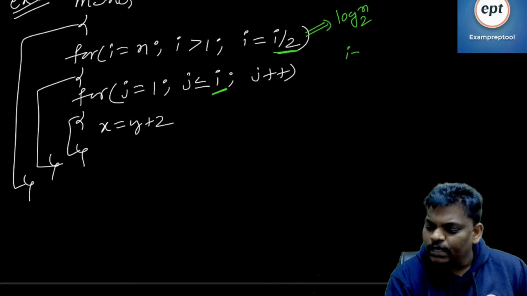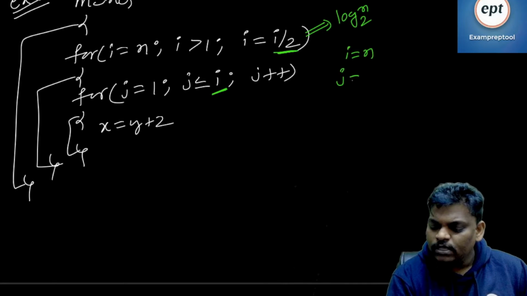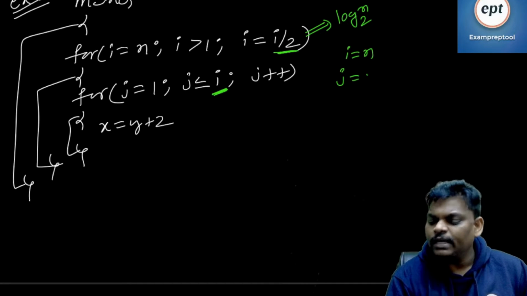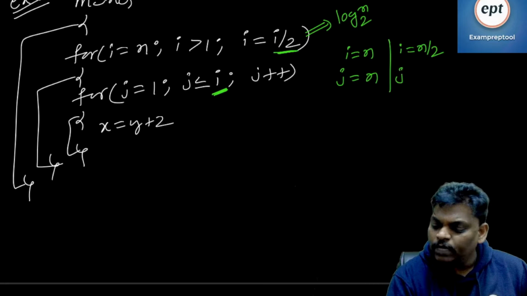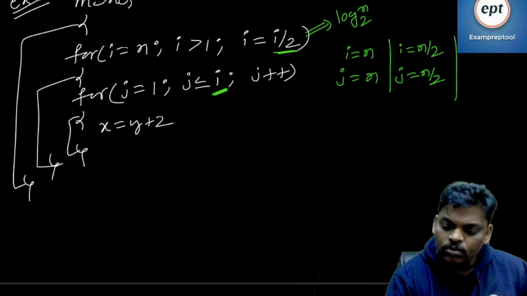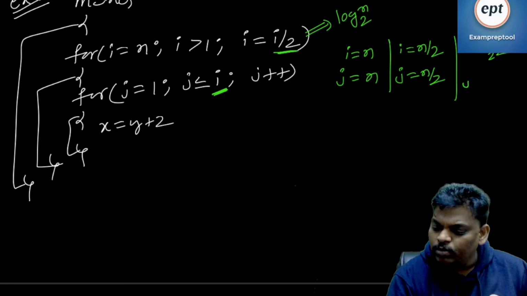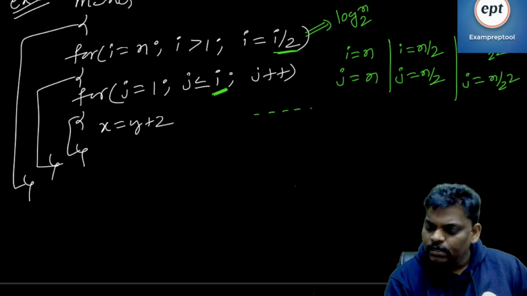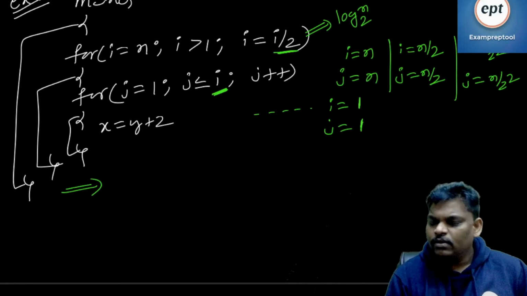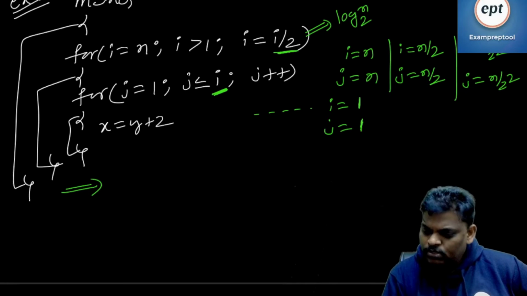I is equal to n. J value: I think J loop is repeating I times. So J loop is repeating n times. I is equal to n by 2. J loop is repeating I times. So J also going to be n by 2. Next one. I is equal to n by 2 square. J loop is also going to be n by 2 square. Right? It is going on like this. Lastly, I is equal to 1. So J loop also 1 time. So if you observe, because of the dependency, you cannot multiply directly. So both the things you have to take into consideration.